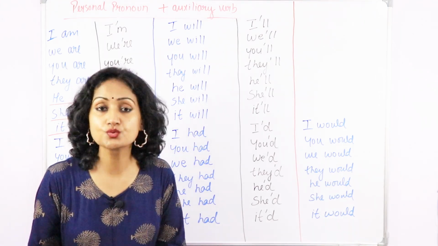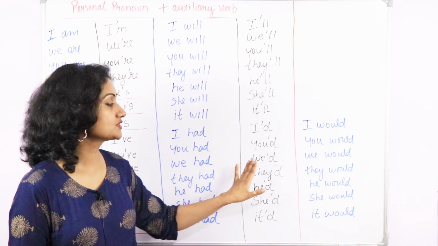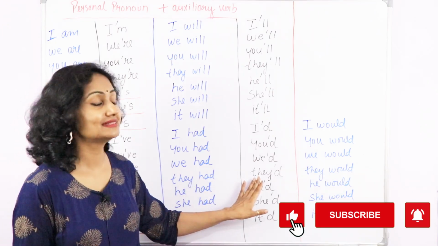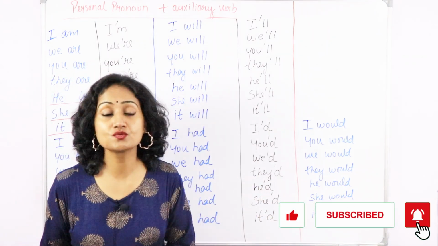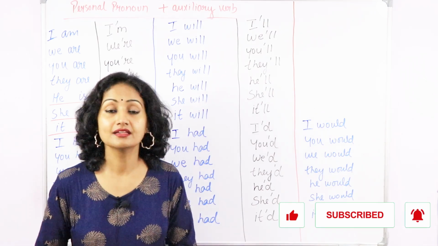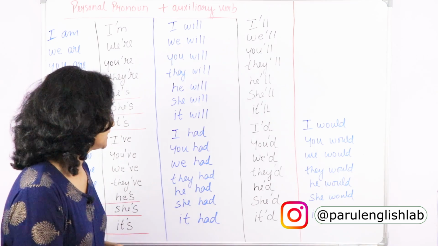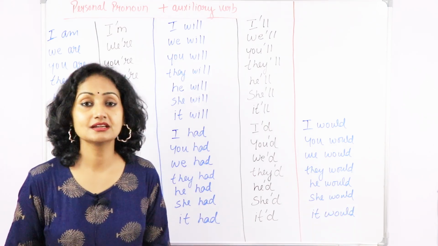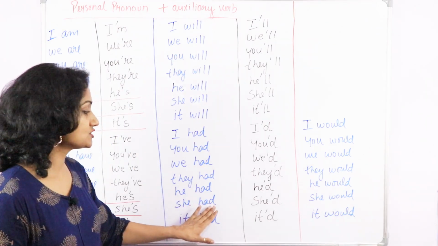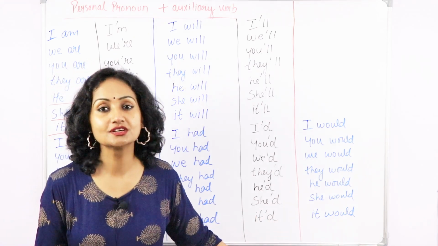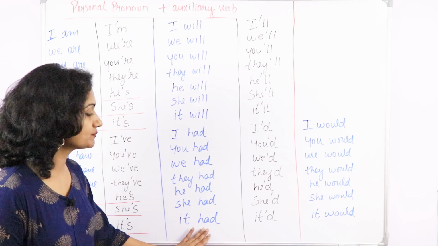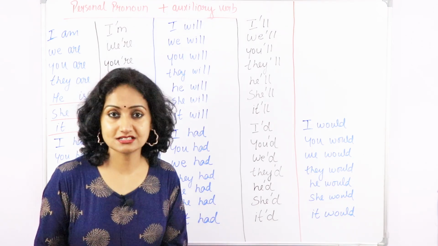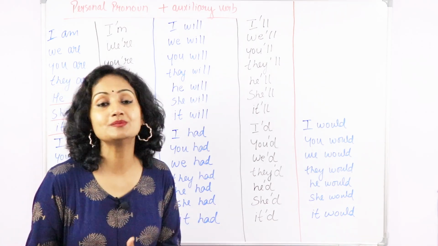watch the movie. We had becomes we'd. They had becomes they'd written the letter, they'd prepared the presentation. He had becomes he'd done that. She had becomes she'd. It had becomes it'd. Here T is not silent. It'd. It had been done, it'd been done.